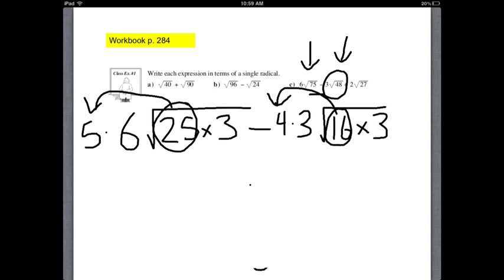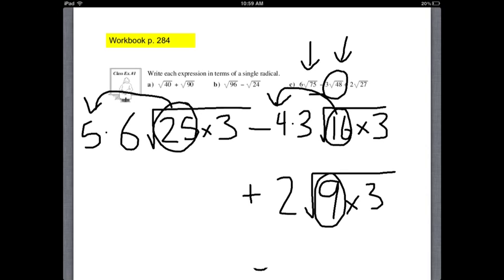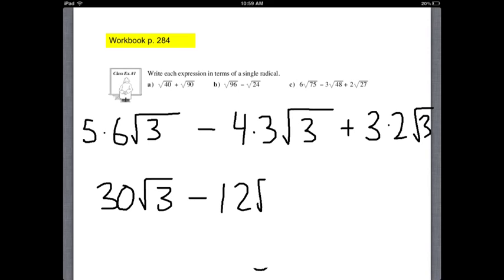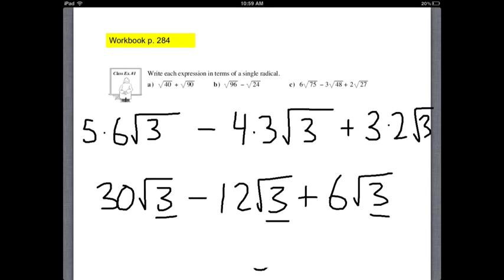And last but not least, you have the 2 root 27. That 27 can be 9 times 3. With the 9 being a perfect square, you can bring that out, and now that is a 3. 5 times 6 is 30. 30 root 3 minus 12 root 3 plus 6 root 3. Now that these all have the same radicands, you can add and subtract them together. 30 root 3 minus 12 root 3 plus 6 root 3, and you should get an answer of 24 root 3.